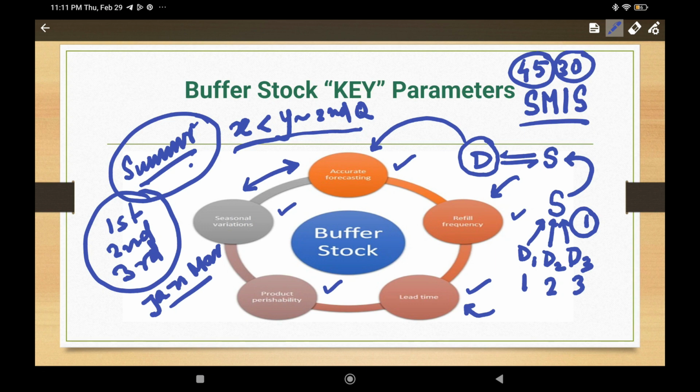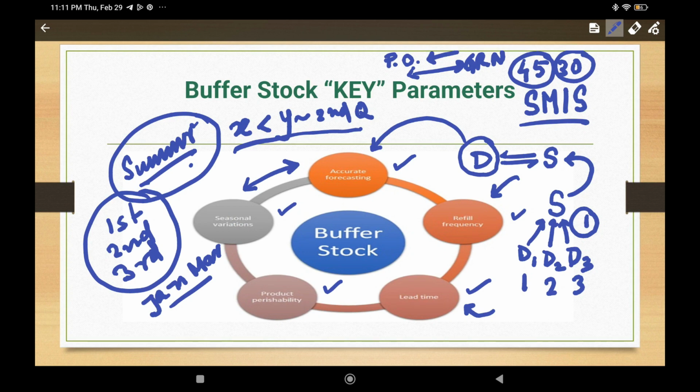Now what is lead time? That will be discussed later, but briefly, lead time means the time between when I, as store in charge, make a purchase order and when the product comes to my store. That means I made one purchase order, received the product and made the GRN. So the intermittent period between purchase order and GRN is called lead time.